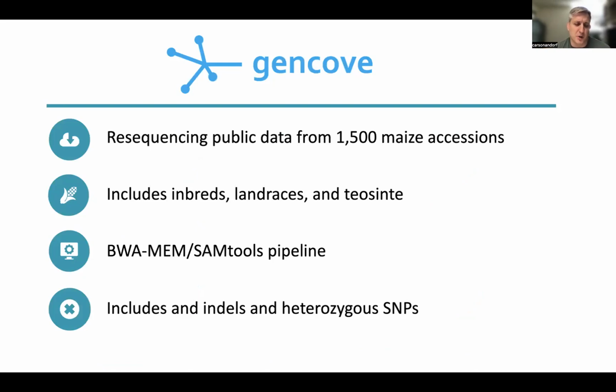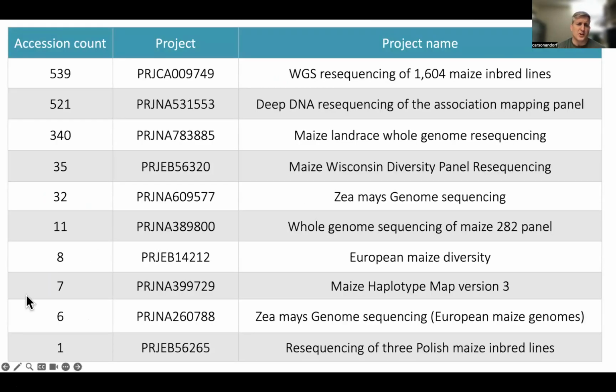And we looked at some local resources, but we ended up working with GenCove for this initial release, with the idea of looking at initially about 15 maize accessions. We want to include inbreds, landraces and teosinte. So we want to look at some of these heterozygous SNPs too. We looked at different pipelines, but decided on the BWA-MEM and SAMtools pipeline. And as I just mentioned, in addition to SNPs, we want to include indels and also be able to host heterozygous SNPs.